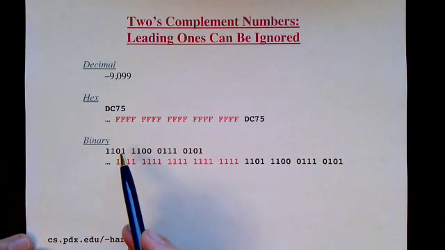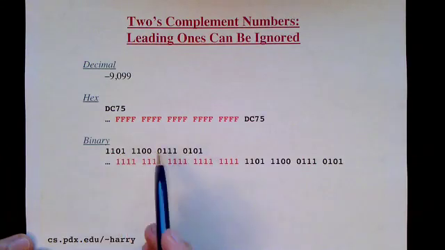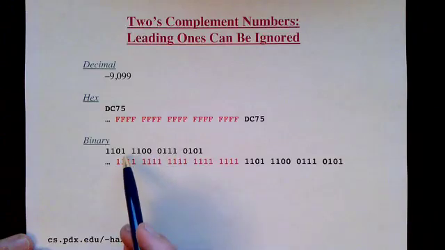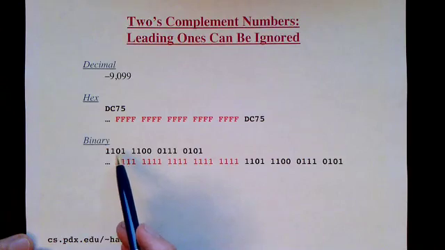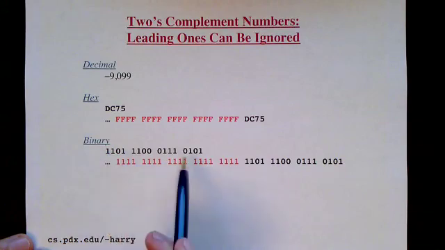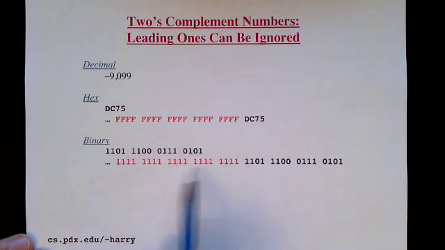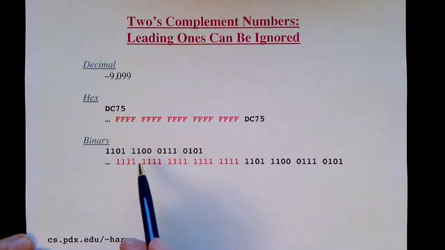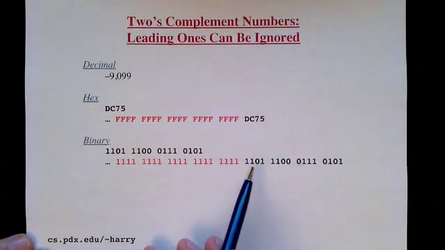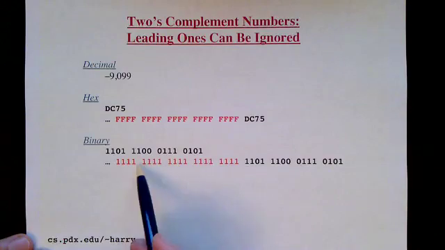Here's a negative number expressed in binary. It's got 1, 2, 3, 4, so it's got 16 bits. It's a half word. And it begins with a 1, so it's a negative number. Here we've added 1's to the left. Those are not significant, and it's the same number. So here we've expressed it with 4, 5, 6, 7, 8, 9 times 4, 36 bits.